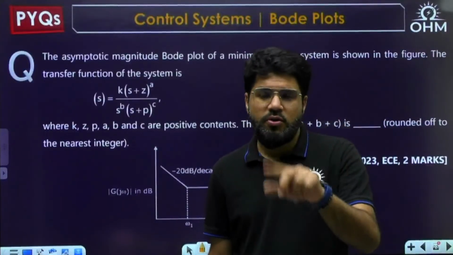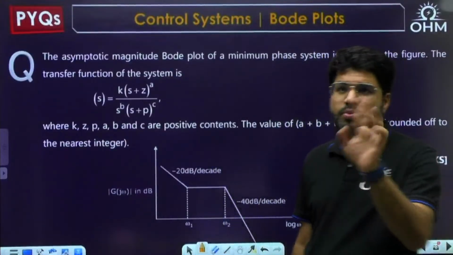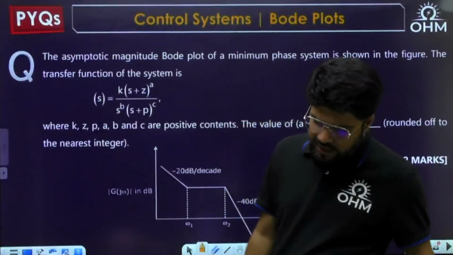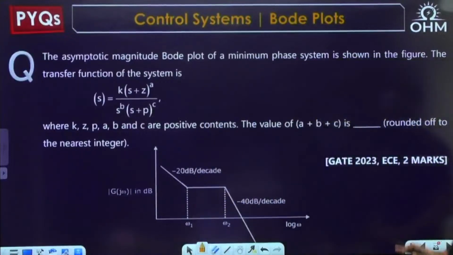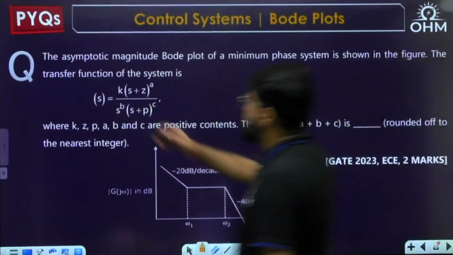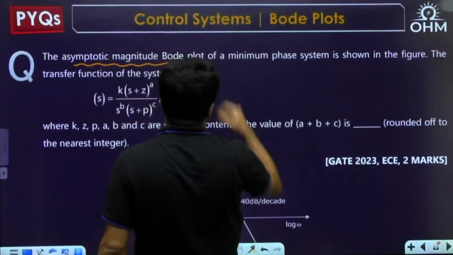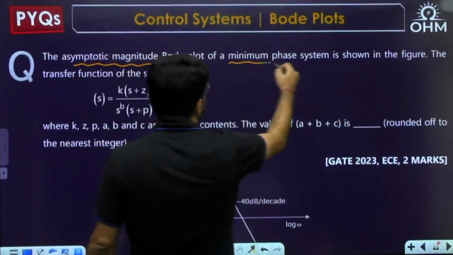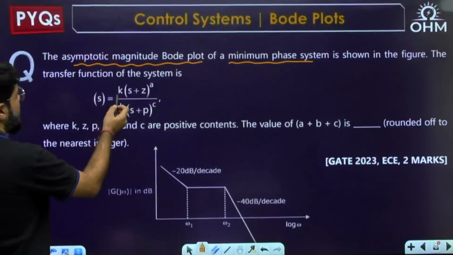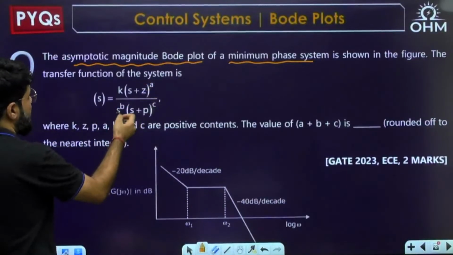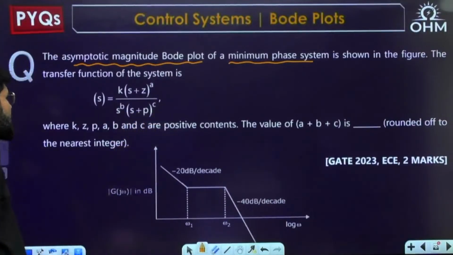What happens due to a pole? There are two slope change points, 1/10 of omega c and 10 times omega c. Now again this is a magnitude Bode plot. The asymptotic magnitude Bode plot of a minimum phase system is shown in the figure. The transfer function of the system is of the form k (s plus z) power a upon s power b (s plus p) power c, where k, z, p, a, b, c are positive constants. What is the value of a plus b plus c?